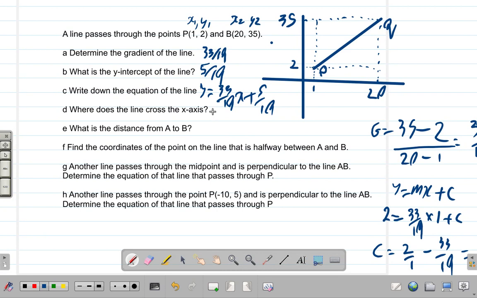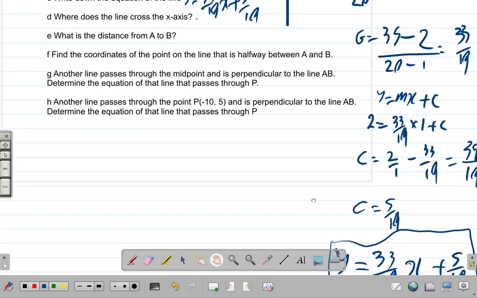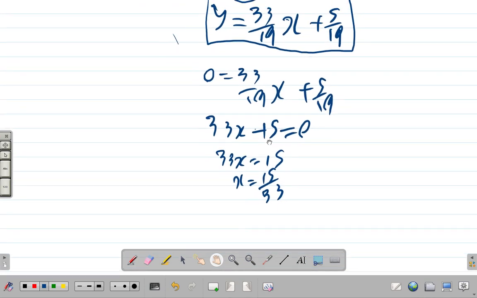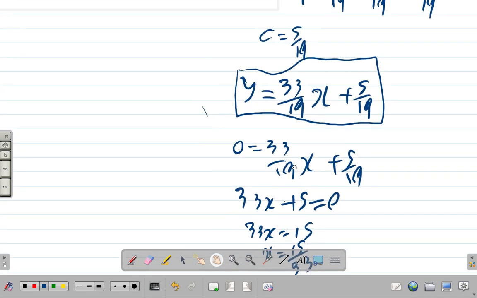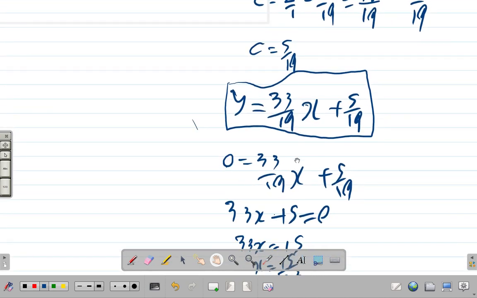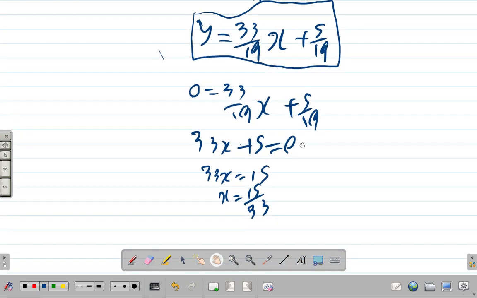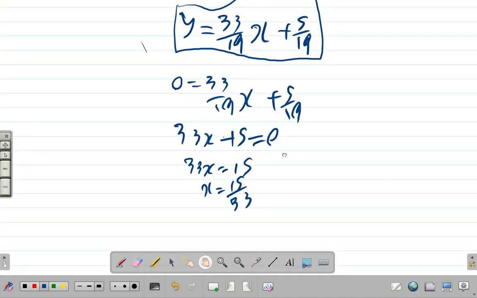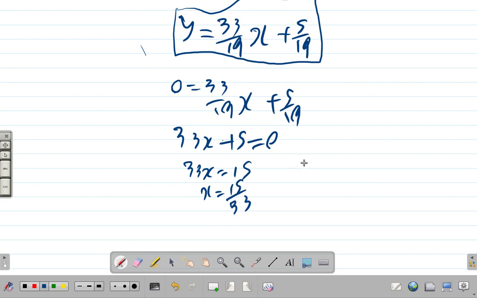So in this case, it asks where it crosses the x-axis. So if this is the value of x, you need to find the value of y, because you need the coordinates. Now y is equal to, alright, let's look at this now. y is 33 over 19 times x. You want to find out where y is now.